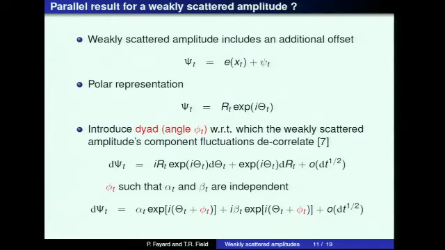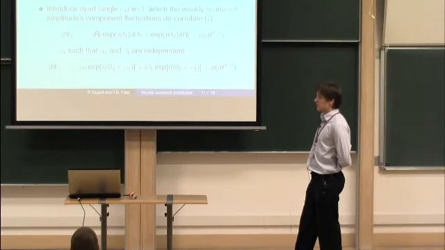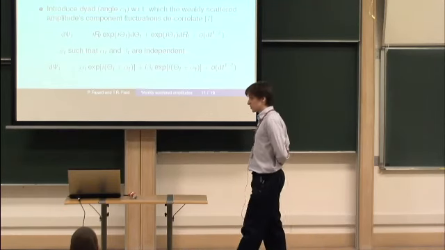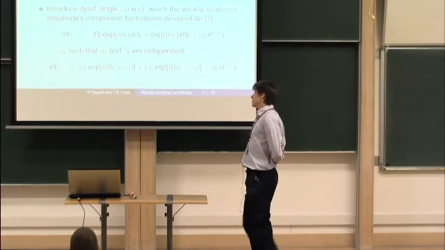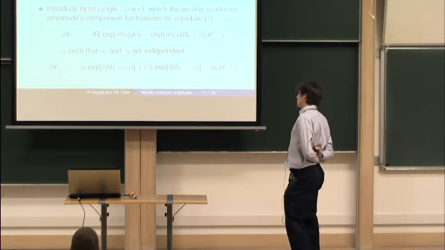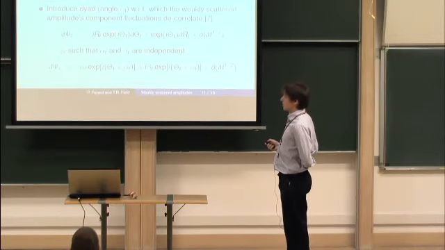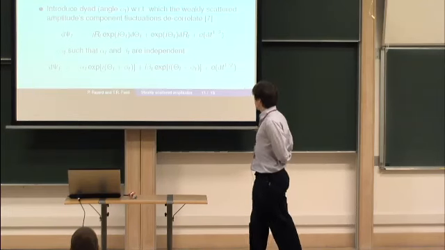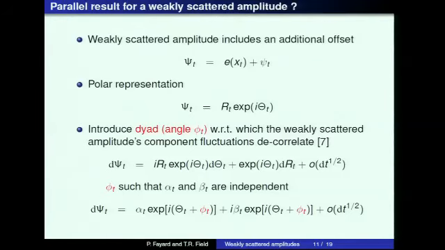And you can show that for a weakly scattered amplitude, the radial and phase fluctuations are correlated, whereas for a strongly scattered amplitude, this is not the case. So this motivates you to do something interesting. You introduce a dyad of angle phi, with respect to which the weakly scattered amplitude component fluctuations decorrelate. So now you can write your amplitude fluctuations in terms of two processes alpha t and beta t that are independent. And you can do that by introducing this angle phi of t.